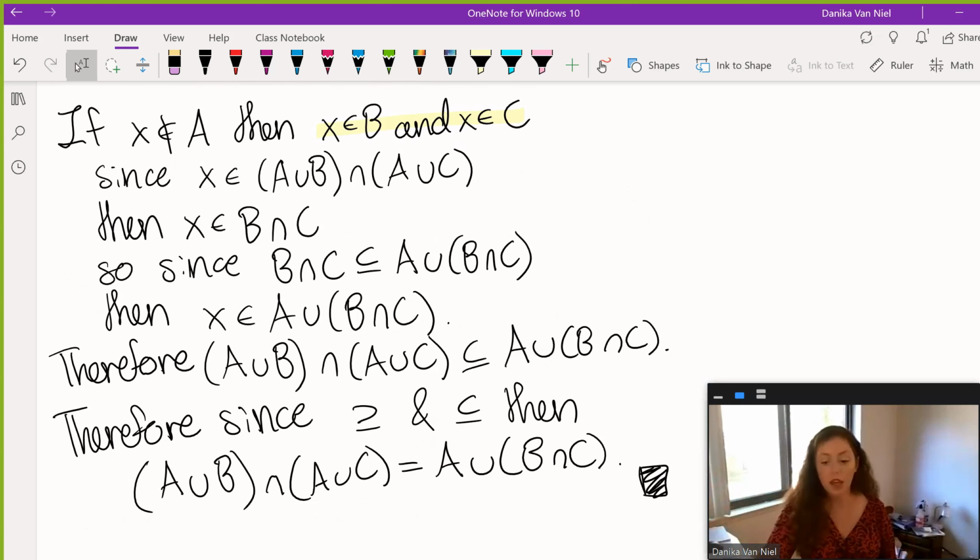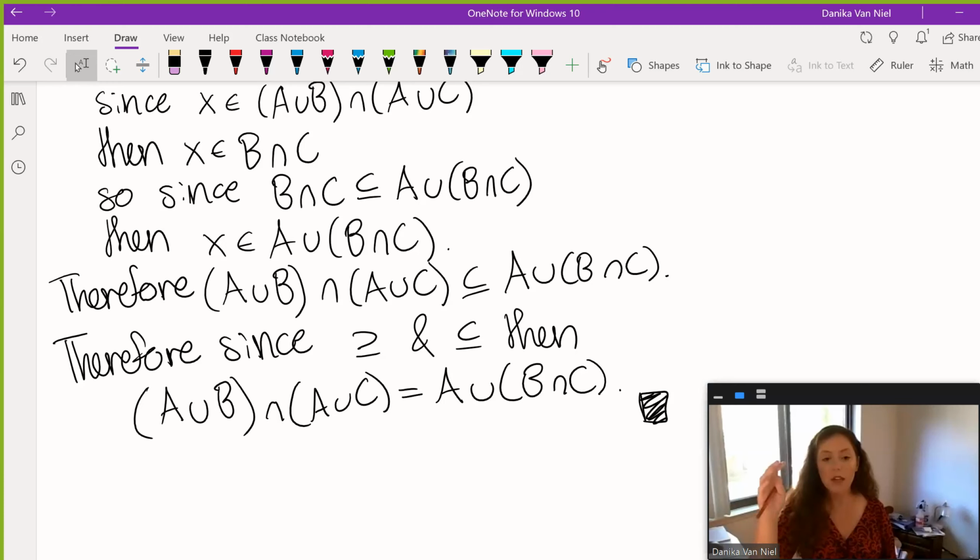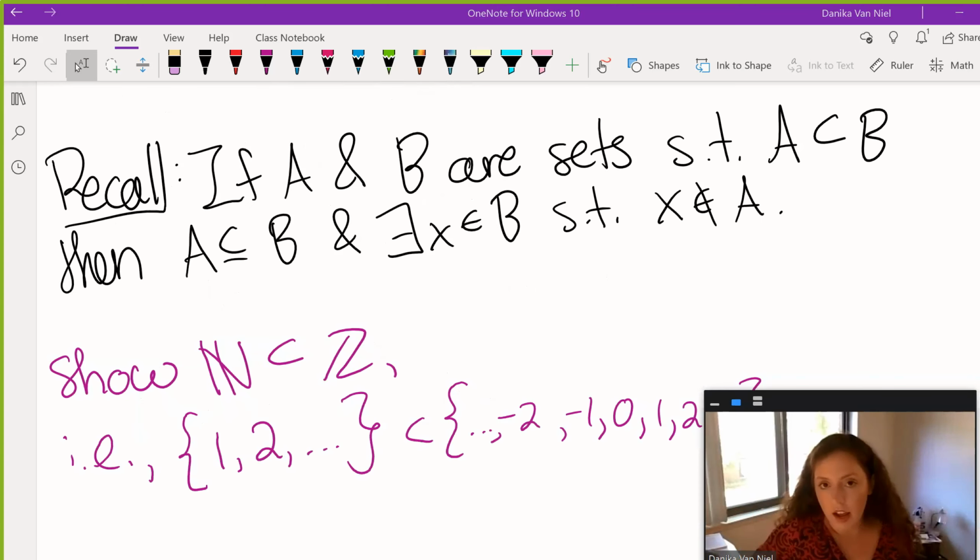Okay. Now, since we've shown subset in both directions, from our recall before, we know that means the two sets are equal. So that's the end of our proof. Now let's do something where two sets are not equal.